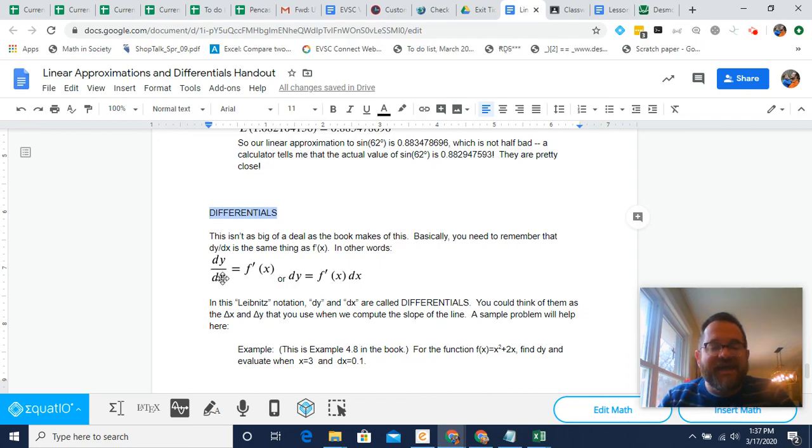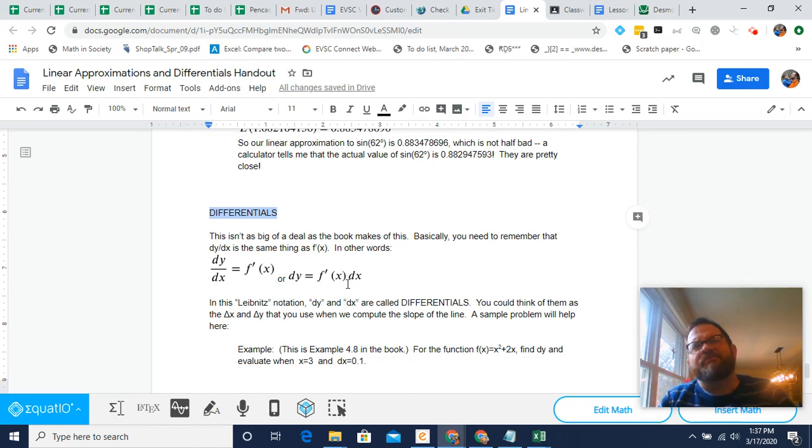Now we could multiply that dx part over to the other side and say dy equals f prime of x times dx. All right, I know you're thinking, wait a minute, I thought that dy dx was just a way of writing the derivative, but now we're actually taking it apart. Leibniz liked things like this. He called those parts differentials. And what do they mean?